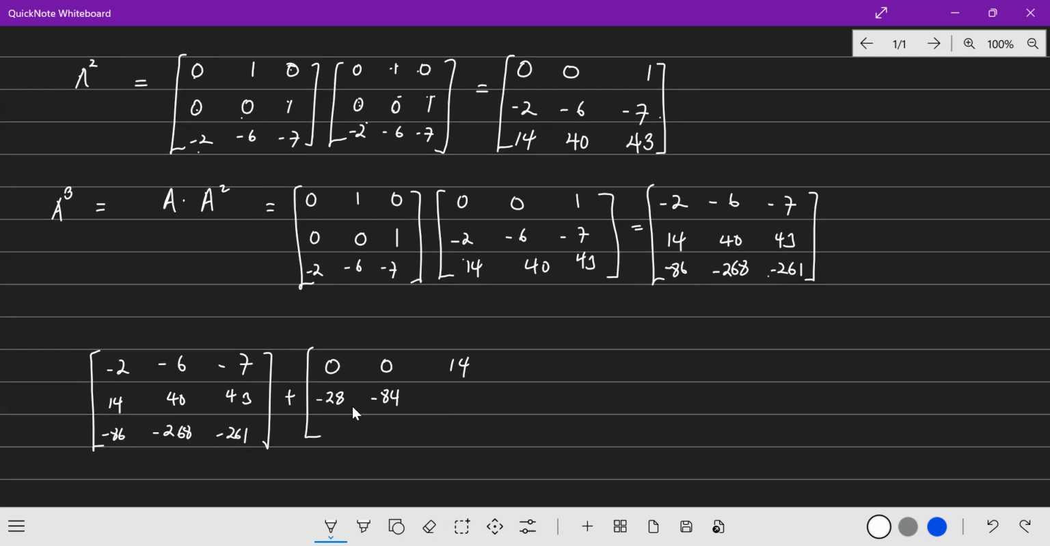14 times negative 7. That's negative 98, right? Okay. And then 14 by 14, right? So we're going to do 14 by 14. That's 196 here. And then 14 by 40. Okay. That's 560 here, I think. And then 14 by 43. That's 602.